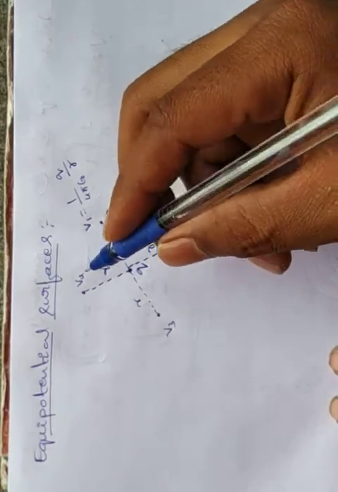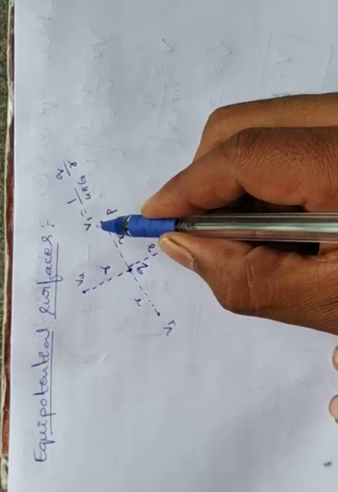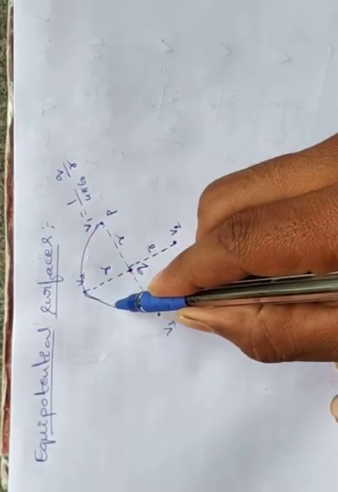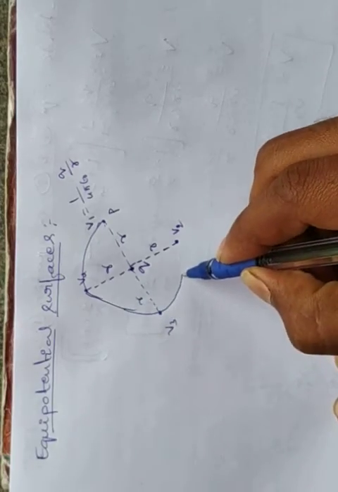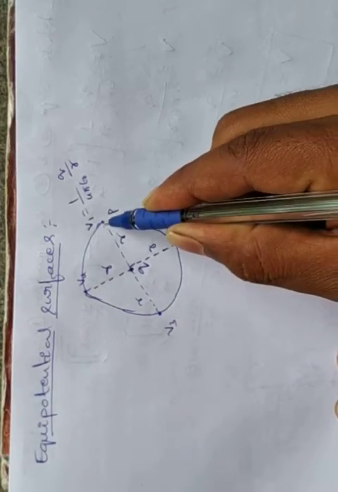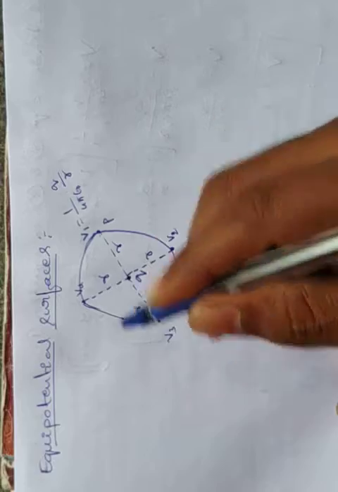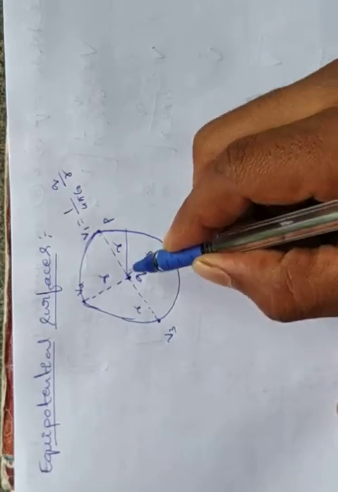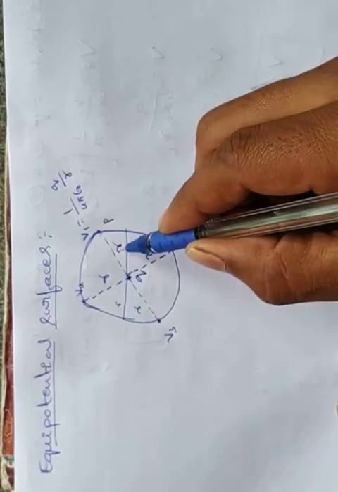In that case, what do I observe on this surface? See, if I join all these points, what I get is a circle like this. One circle we get. So observe carefully here: all of these are at the same distance R.